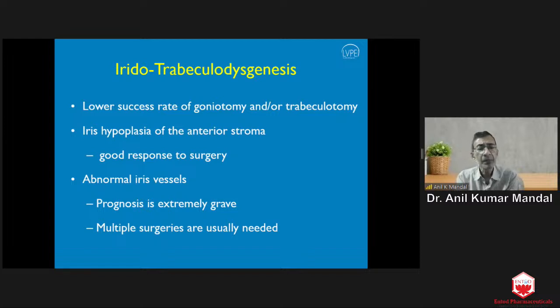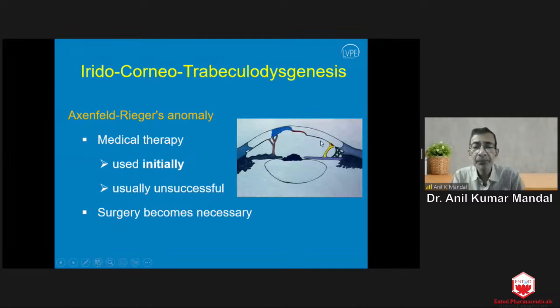Sometimes Peters anomaly particularly may not require surgical intervention. If the intraocular pressure is normal, the corneal endothelial problem should be tackled otherwise. I'm not coming to that problem at this point of time. Iris abnormalities should be looked at very carefully, because when there is iris abnormality associated with glaucoma, iridotrabecular dysgenesis, Axenfeld-Rieger anomaly associated with glaucoma is again a surgical disease, and the prognosis of such a situation is relatively poorer compared to primary congenital glaucoma.